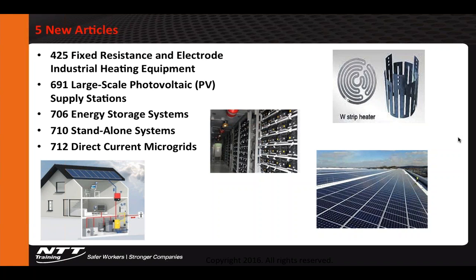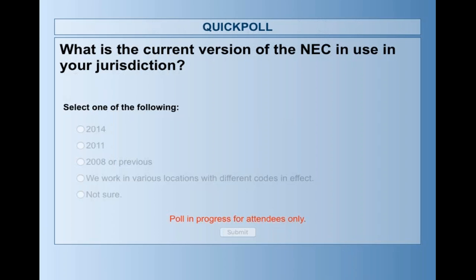One thing that's important is, where are you at on this code? We would like everybody to be on the most current edition, but in the real world, of course, we know that's not true. So I'd like to give you a few seconds to answer that question. What current version of the NEC is in use within your jurisdiction where you're working? Whether it's the 2014, the 2011, or the 2008 or previous editions, or you may work in different locations where different codes are in effect, or you may not even be sure.